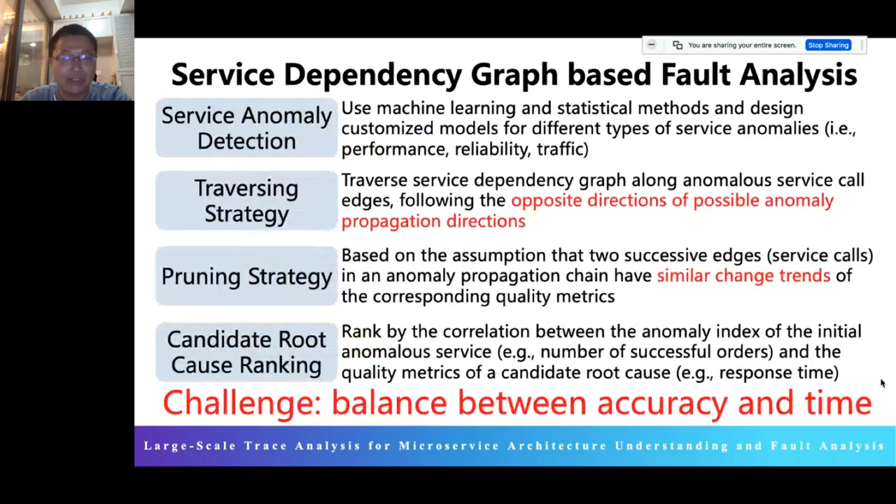root cause ranking. The challenge here is how to balance the accuracy and the time, because we know that for this kind of runtime fault localization or root cause localization approach, we need to return the results in a very short time. So this balance is very challenging. So, for example, we use a pruning strategy in the traversing process to reduce the time of the traversing.